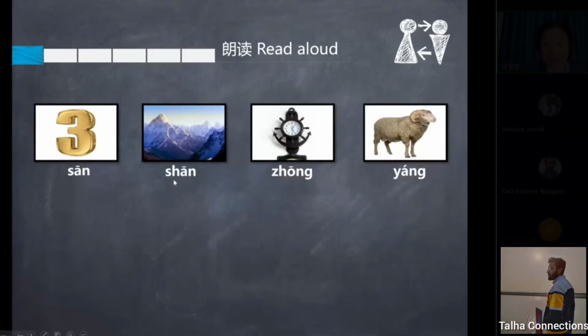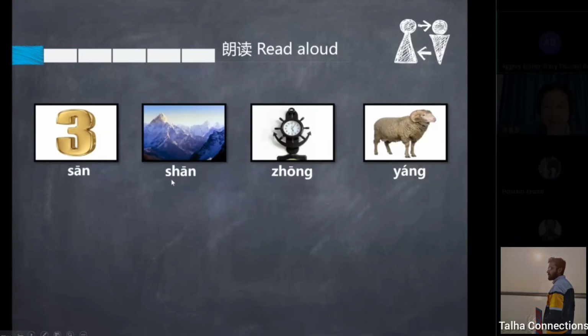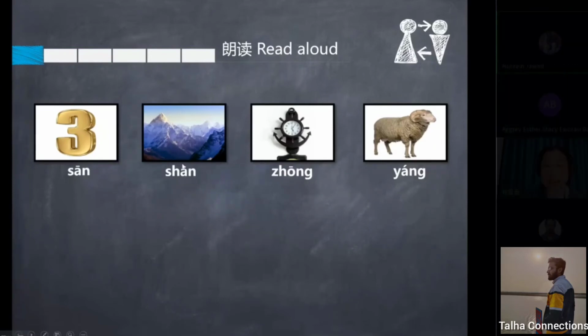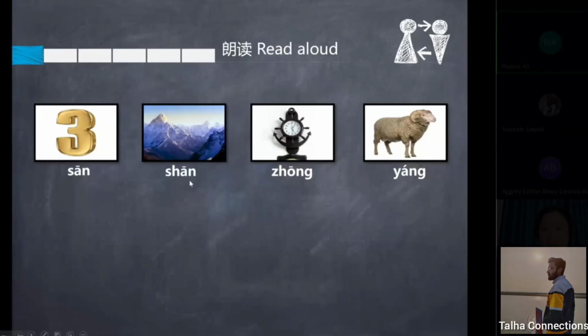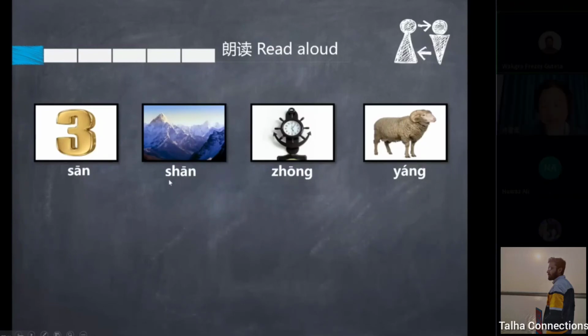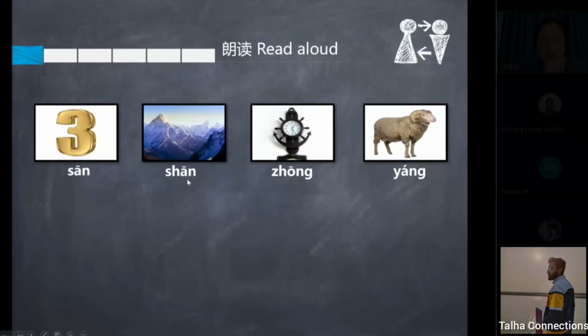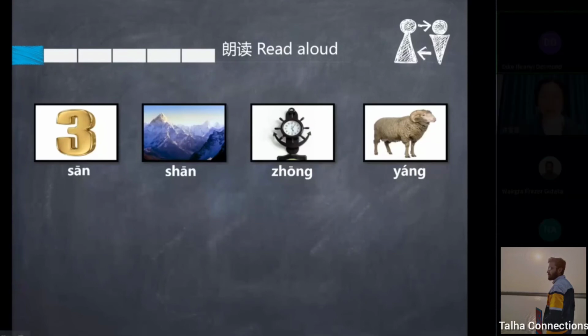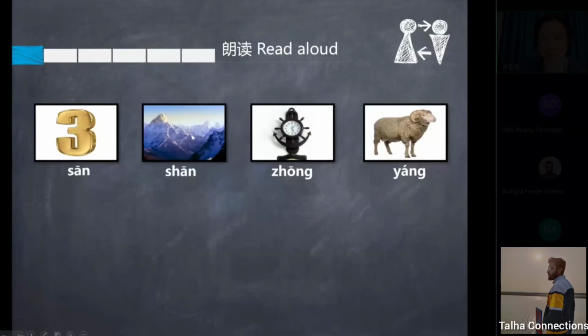What about this one? Shān. Shān is mountain. Yeah, this one is mountain, right?